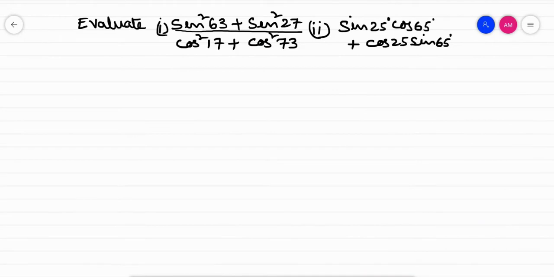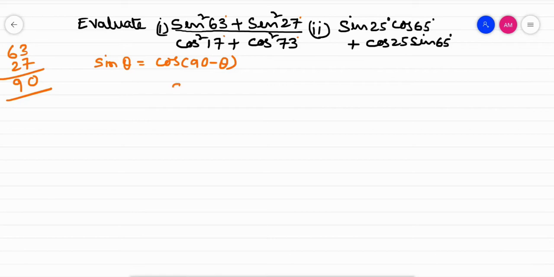Now let us see the next question. Evaluate sine square 63 degrees plus sine square 27 degrees by cos square 17 degrees plus cos square 73 degrees. Now children, if you pay attention here, you will see that sine theta is equal to cos 90 minus theta. This we have learnt. So see here, 63 plus 27, 63 and 27, 7 plus 3, 10, 0, 1, and here 9. So it is becoming 90. That means you can change one of the terms here because both of them are in sine.